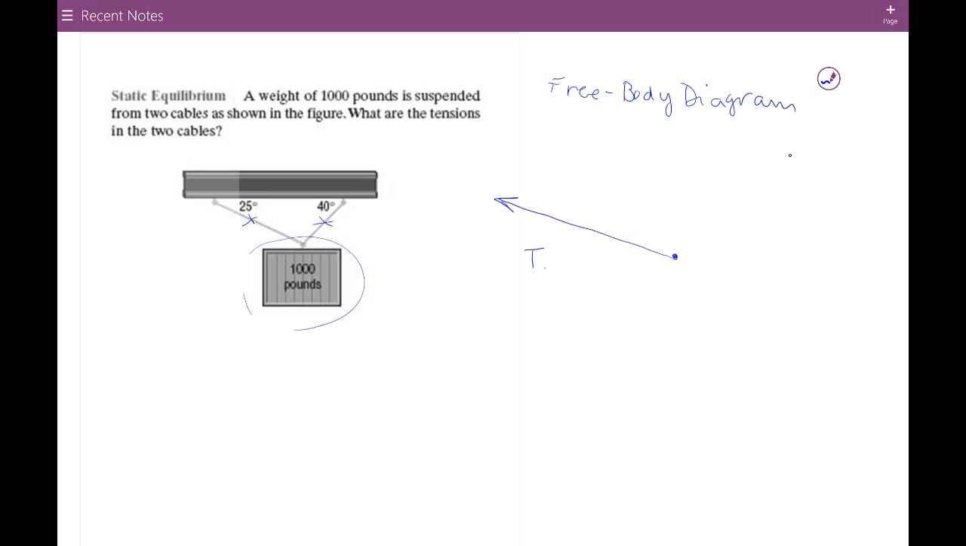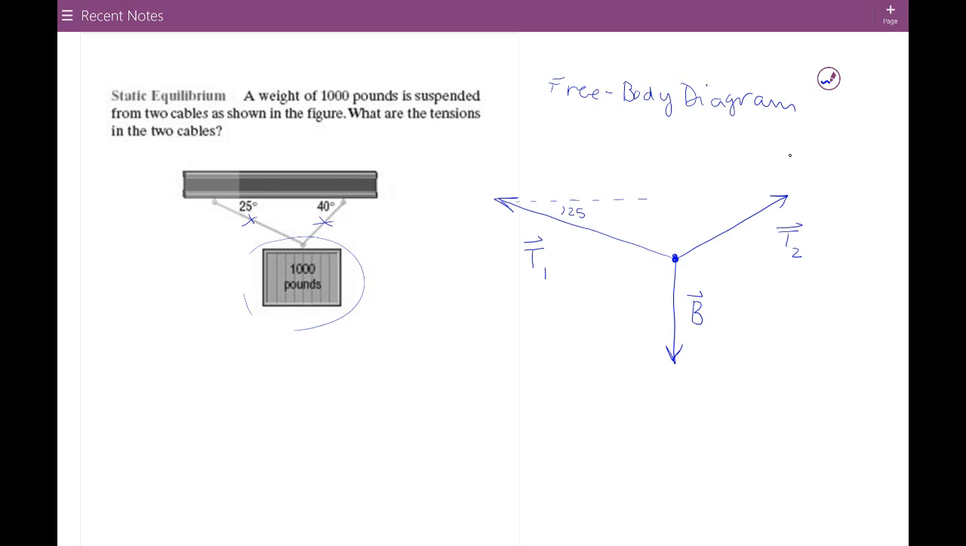So I'm going to call the one that's heading towards the left T1 for the tension in cable 1, and the one that's heading the other direction T2 for the tension in cable 2. And then straight downward, I'll just call it B for the box. We just indicate a downward arrow showing the force of gravity acting on the box. So essentially this dot in the middle is representing the box, and then you show all the forces acting on the box.